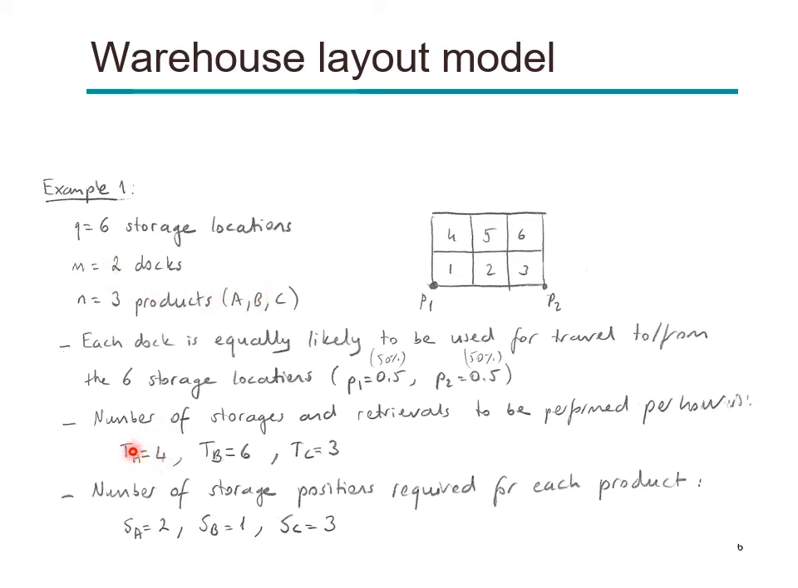The number of storage and retrievals for each product is given. For A, we are making 4 storage retrieval operations per unit time per hour. For B, we are making 6, and for C, we are making 3. It means that part B is more popular. It's moving more frequently than the other two. And the required number of storage positions for A, B, and C is given. C requires more space, and B requires less space.